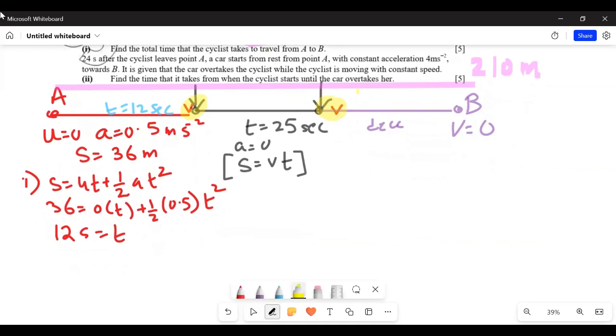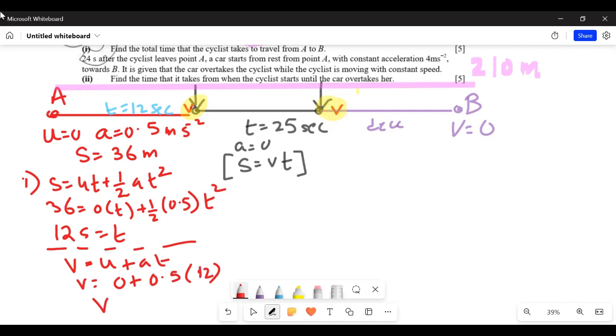Okay, so now V is going to be, I can use V is equals to U plus AT because I have everything now. So I can use more than one equation of motion. So V is equals to U plus AT is fine. V is equals to 0 plus 0.5 times 12. So V comes out to be 6 meters per second. So this is 6, which makes this 6. So for the second part of the journey, we know that U is 6. I mean the third part of the journey, U is 6.